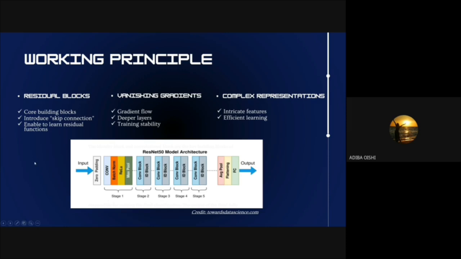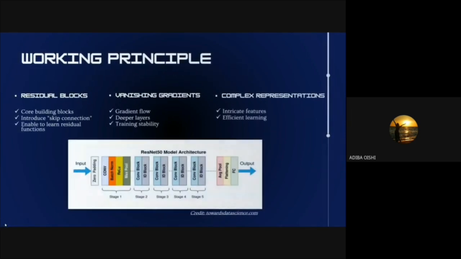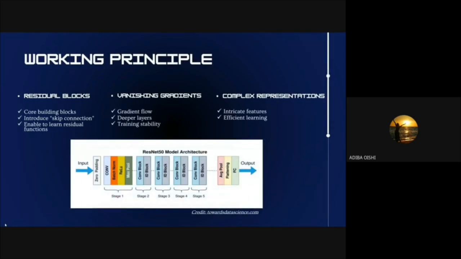Then we have vanishing gradient. Skip connections facilitate the gradient flow through deeper layers, mitigating the vanishing gradient problem and enabling stable training of deeper networks. Lastly, we have complex representation. By learning residual functions, ResNet50 can extract more intricate features from images, allowing for deeper architecture that can learn more complex representations without increasing training difficulty.